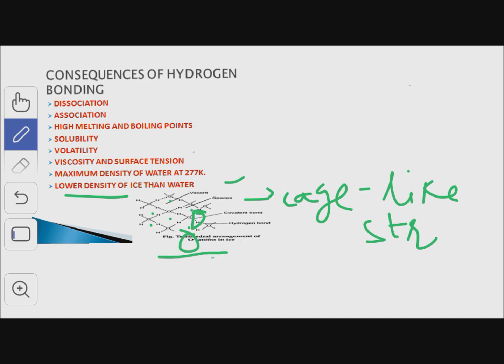in the structure. Due to these vacant spaces, the molecules of water are not so closely packed as they are in liquid, and this is the reason for lower density of ice than water, because it has vacant spaces in between the water molecules, which form hydrogen bonds, which results into the decrease in density for the same mass of water.